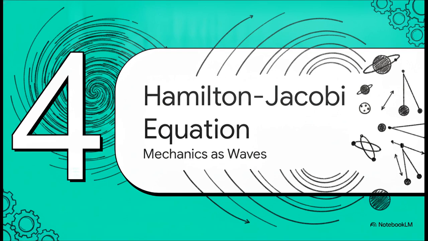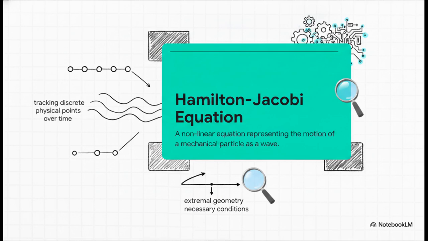Section 4. The Hamilton-Jacobi equation. Mechanics is waves. Now, stepping out of multivariable calculus and directly into the realm of classical physics, we hit a nonlinear partial differential equation. Before this, mechanical motion was largely calculated by tracking discrete physical points over time. But the Hamilton-Jacobi equation radically reframed all of that.